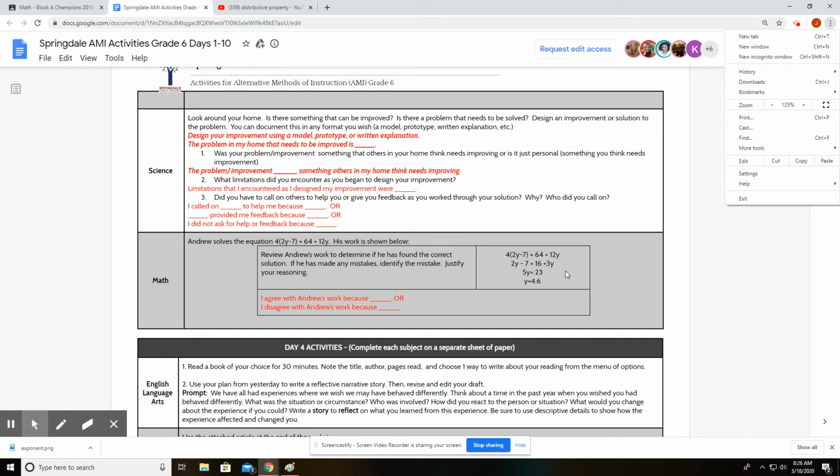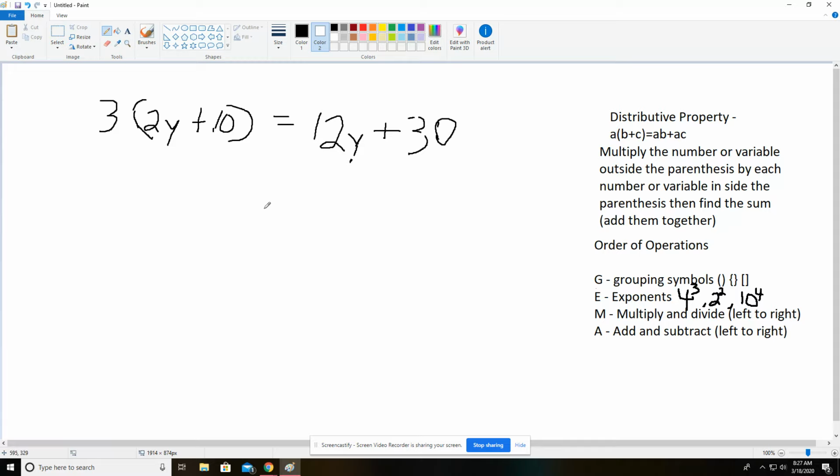Okay, so what I wanted to reference today when we're talking about this is if we look at a similar equation here, we're going to have to use the distributive property, like we've done in math class in the past. And the distributive property says to multiply the number or variable outside the parentheses by each number or variable inside the parentheses, then find the sum. So the sum, remember, means add them together. Add them together.